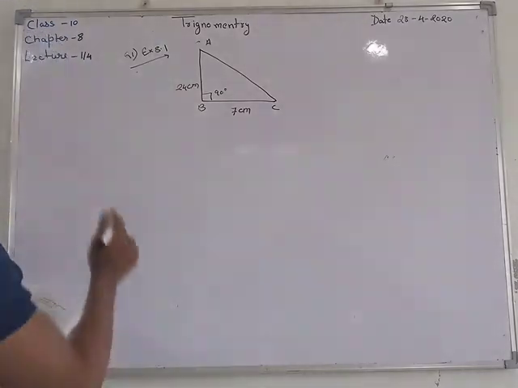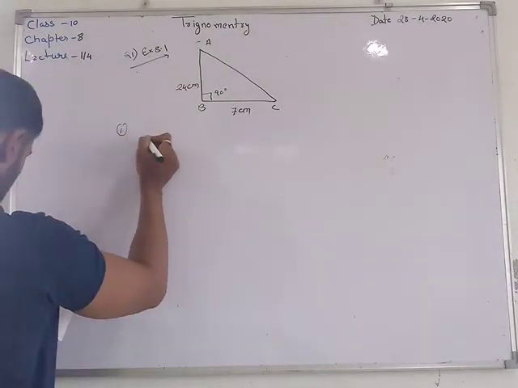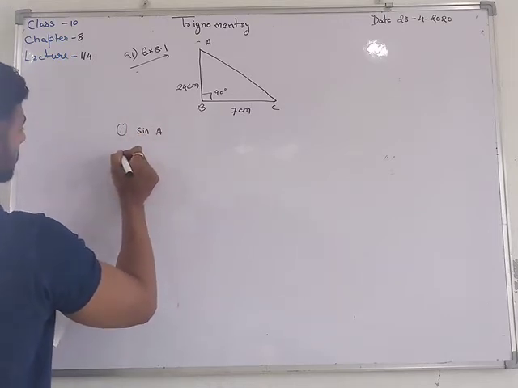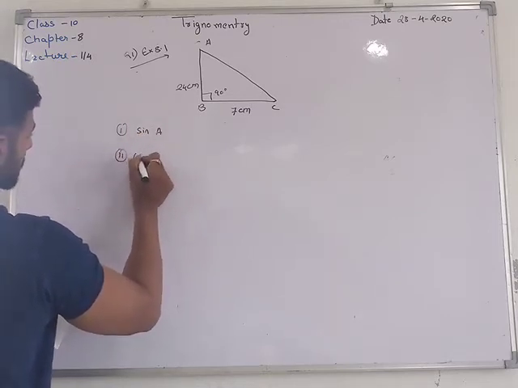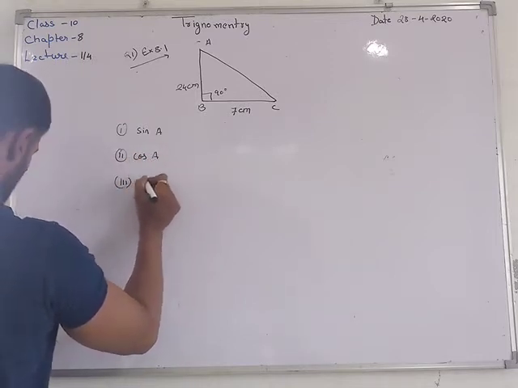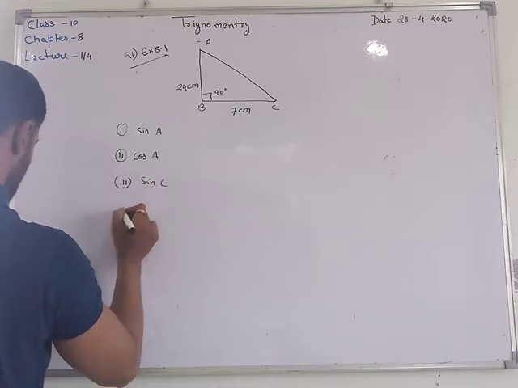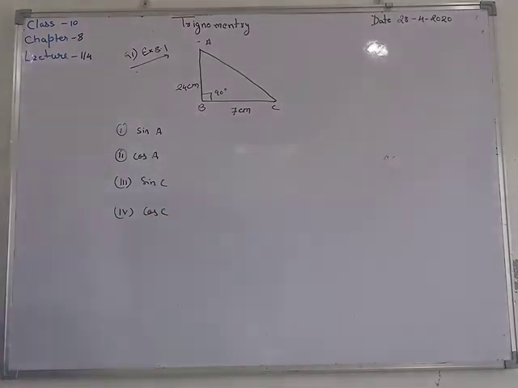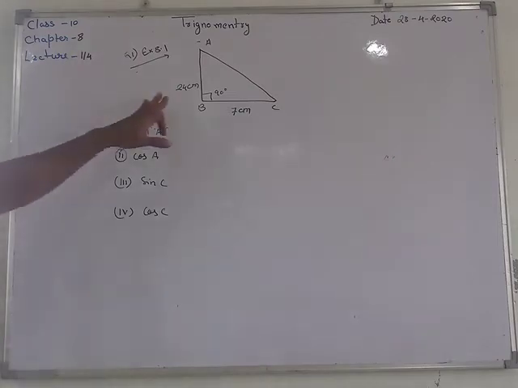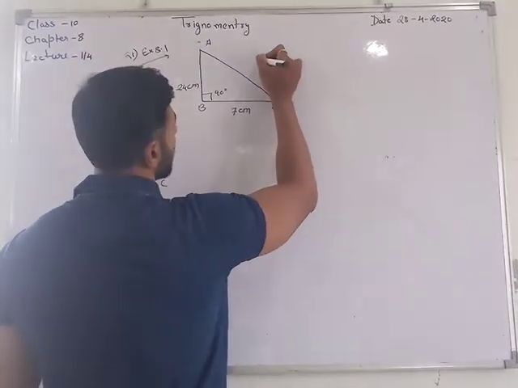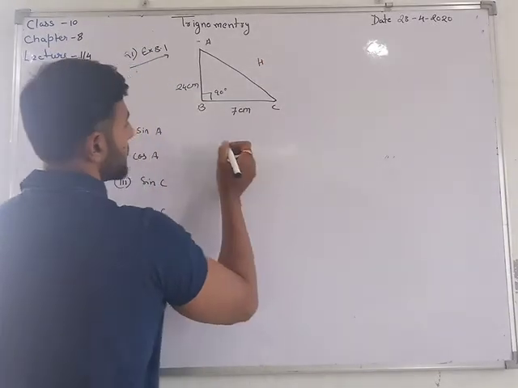Determine first sine A, second cos A, third sine C, fourth cos C. This is a right triangle, so we can apply the Pythagoras theorem for identifying the hypotenuse. This is the hypotenuse.